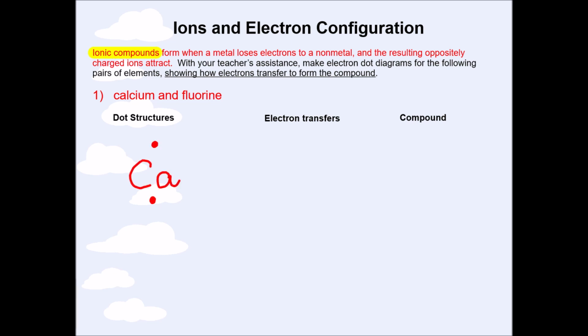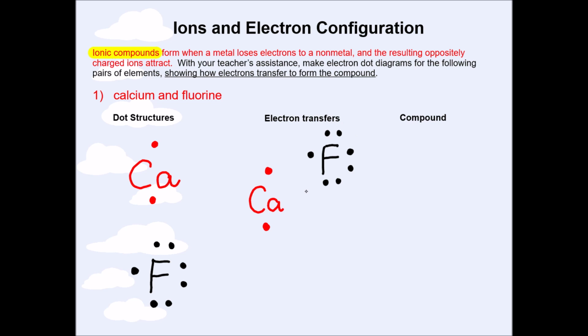Calcium has 2 valence electrons, represented by these 2 dots. Fluorine is in group 17. Therefore, it has 7 valence electrons. Well, what happens during ionic bonding is that calcium is pretty unhappy that it only has 2 valence electrons. It would like to have 8 valence electrons, but that would mean gaining 6 more. So therefore, the easier choice is for calcium to lose its 2 valence electrons.